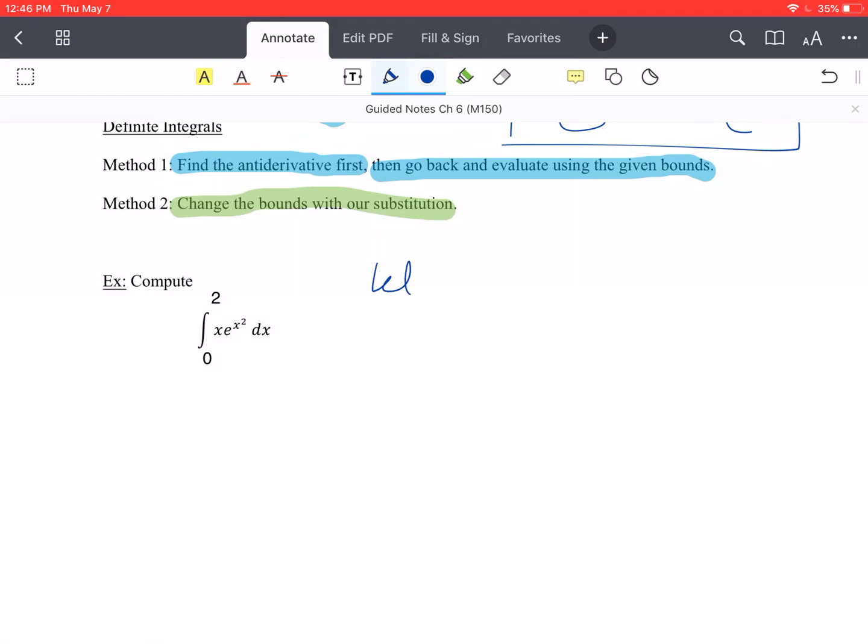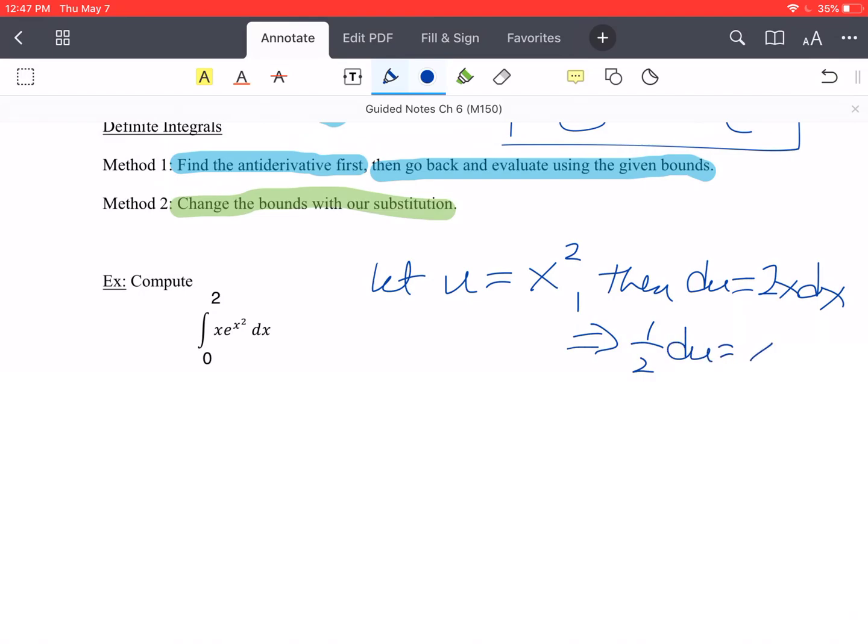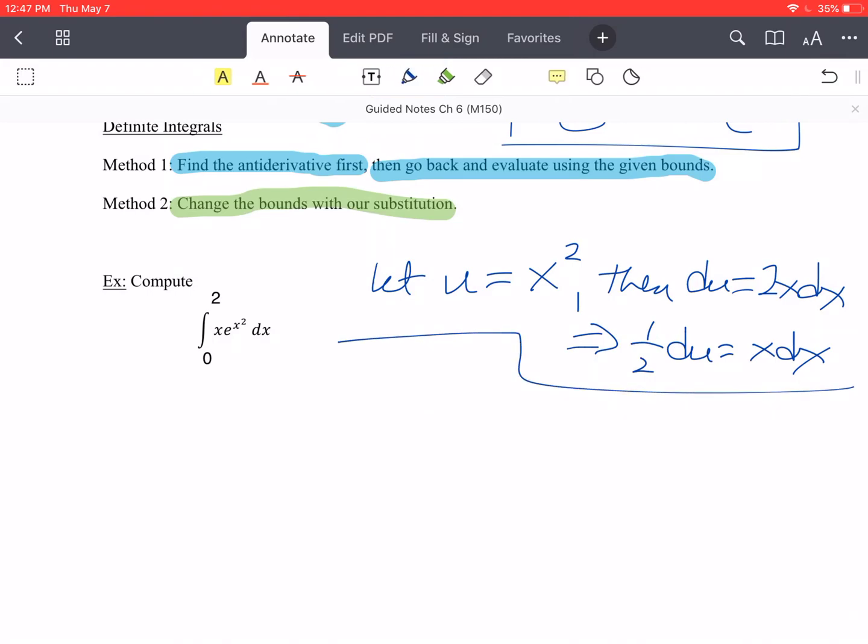We're going to let u be x squared, then du equals 2x dx. Notice there is no 2 in the integrand, so we do need to get rid of it. So we get 1/2 du equals x dx. Okay, so that's going to be used in both methods.